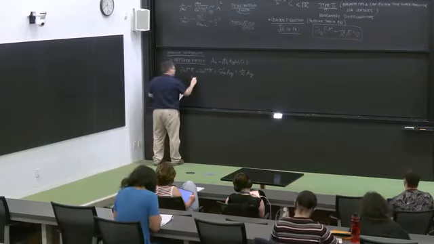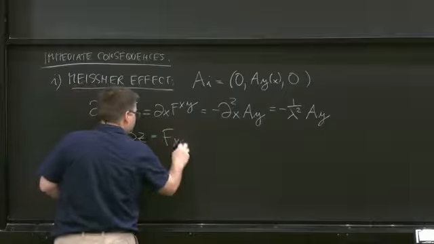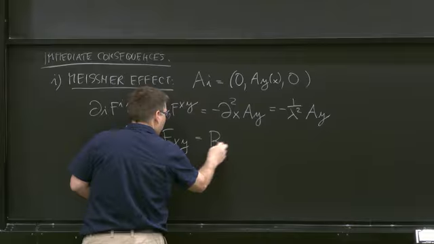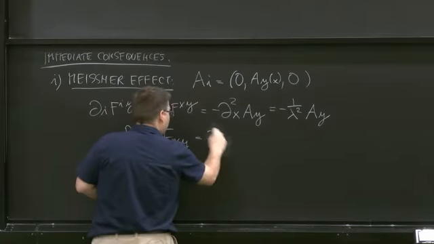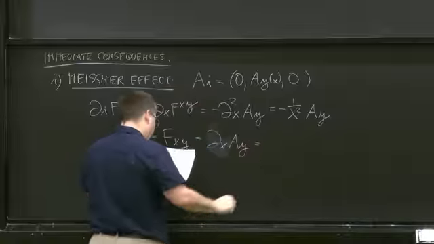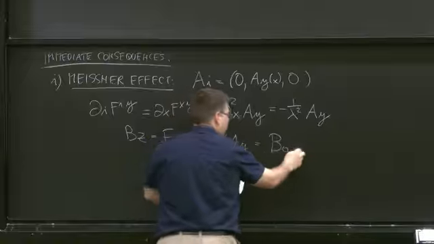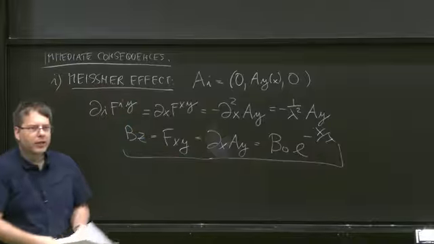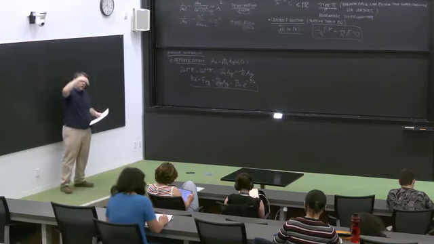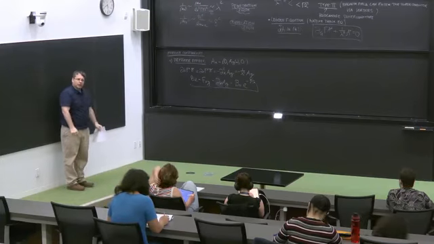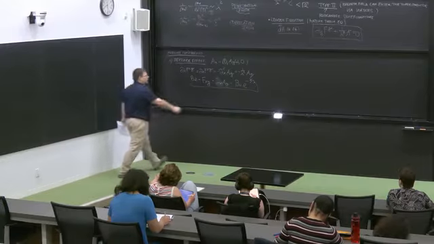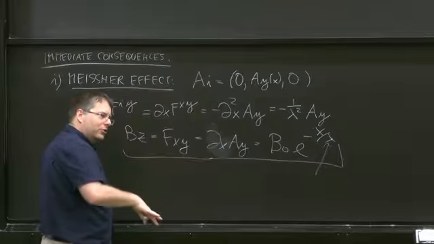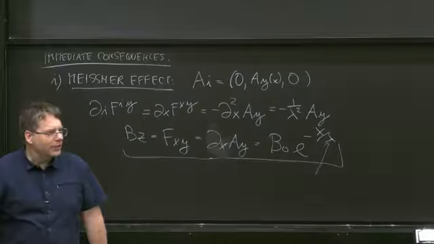So if you consider B_z, the magnetic field, which is precisely this F_xy, then this is equal to ∂_x A_y, and that's some B_0 e^(-x/lambda). So you see that really the magnetic field is exponentially decaying as it tries to penetrate the superconductor. The length is precisely this penetration length, so it can penetrate only very little, and then it exponentially decays inside the superconductor.